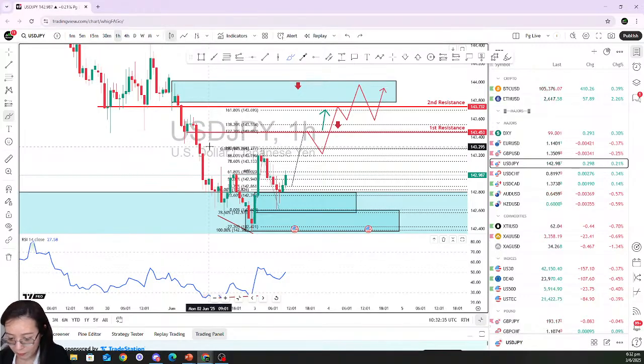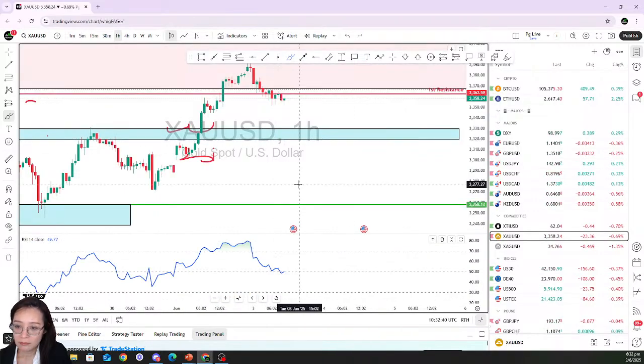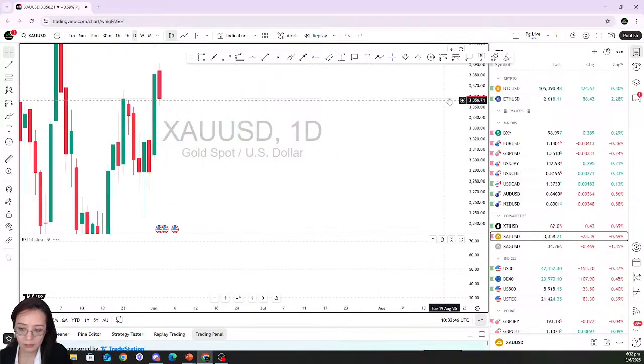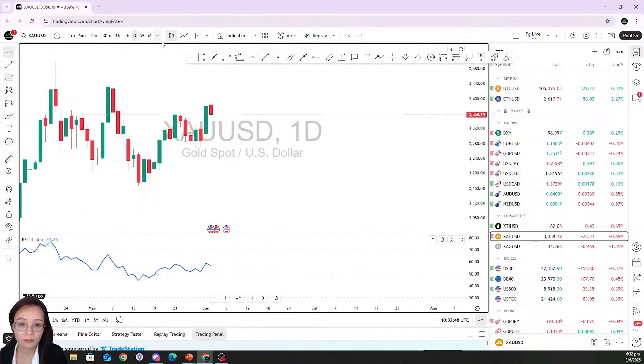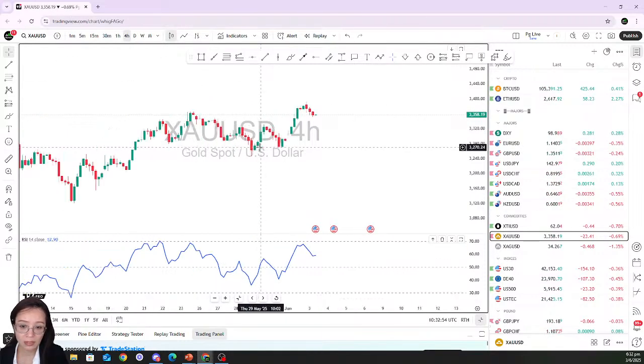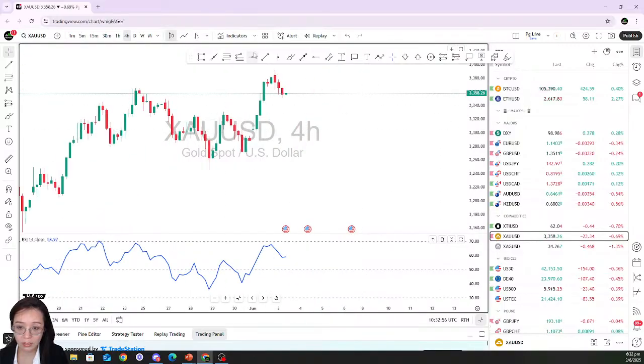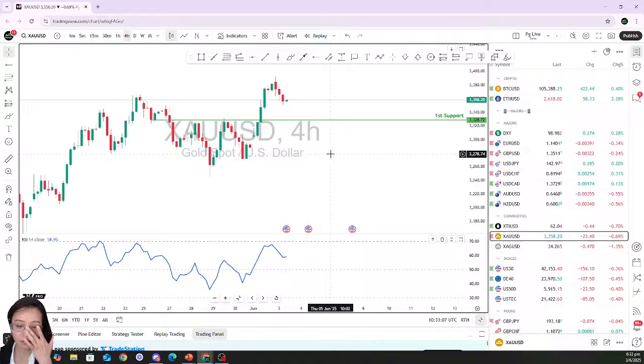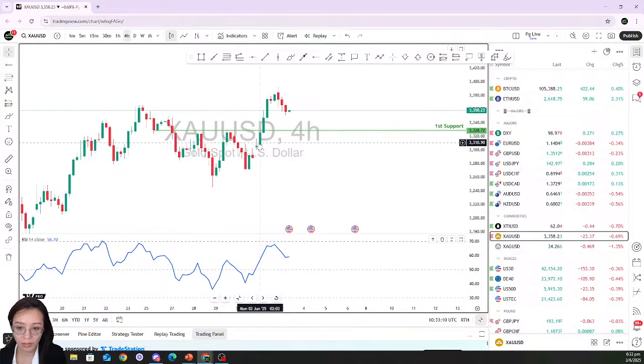Okay, any pair, one more pair before I end the webinar, guys. Okay, gold. Based on D1, buy, right? So basically I want to buy, but I want to wait for price to come to this support. This is my first support level. This is my first support, resistance. Break above, pull back, you're going to buy here.